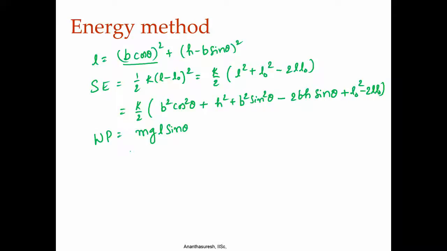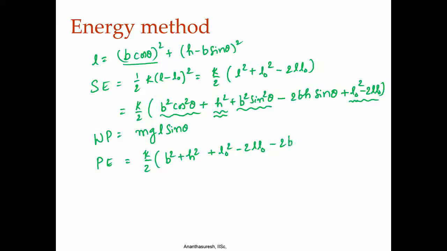So, total positive. So, potential energy if I write, then I will get k by 2 for the strain energy part. There is B square cosine square theta, B square sin square theta, that makes it B square, and then I have H square, I have taken care of that, and then let us take care of these constants as well. Okay. So, I have L0 square minus 2 L L0, and then I have 2 BH sin theta, and then I have plus mgl sin theta, which is the work potential.